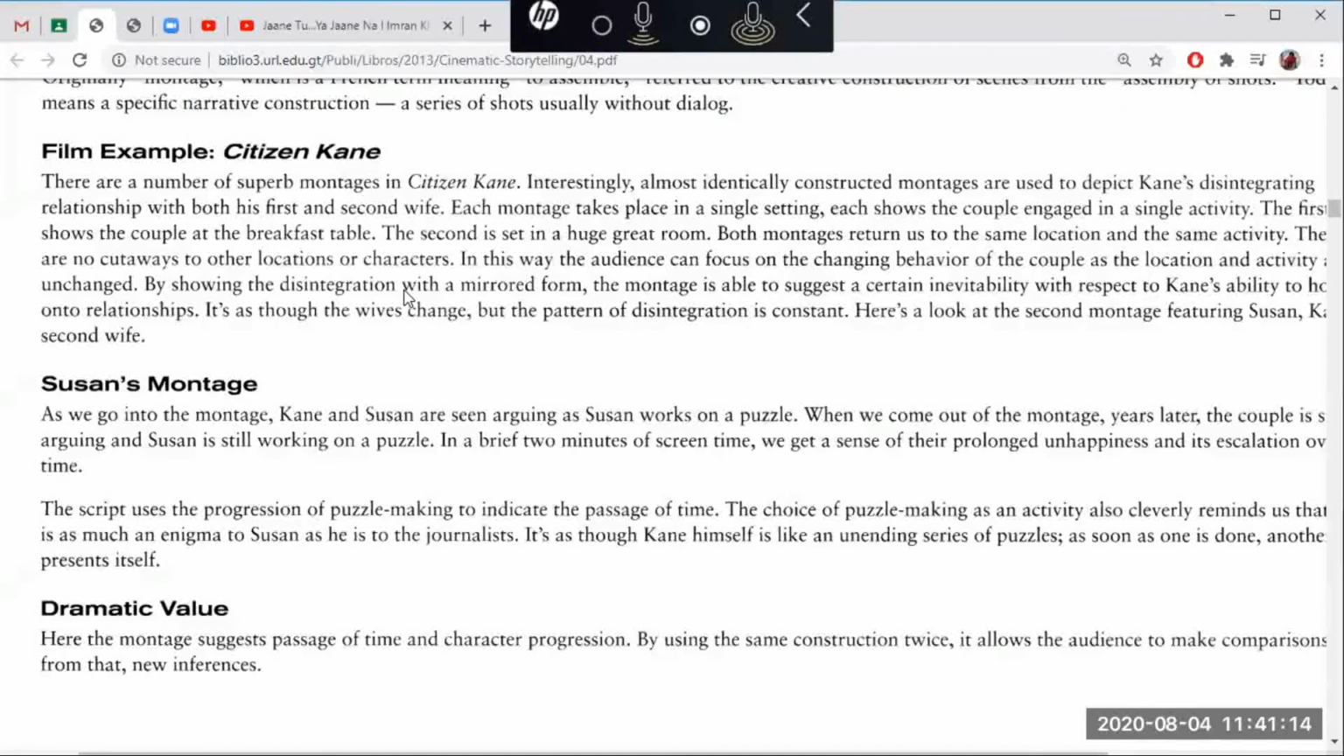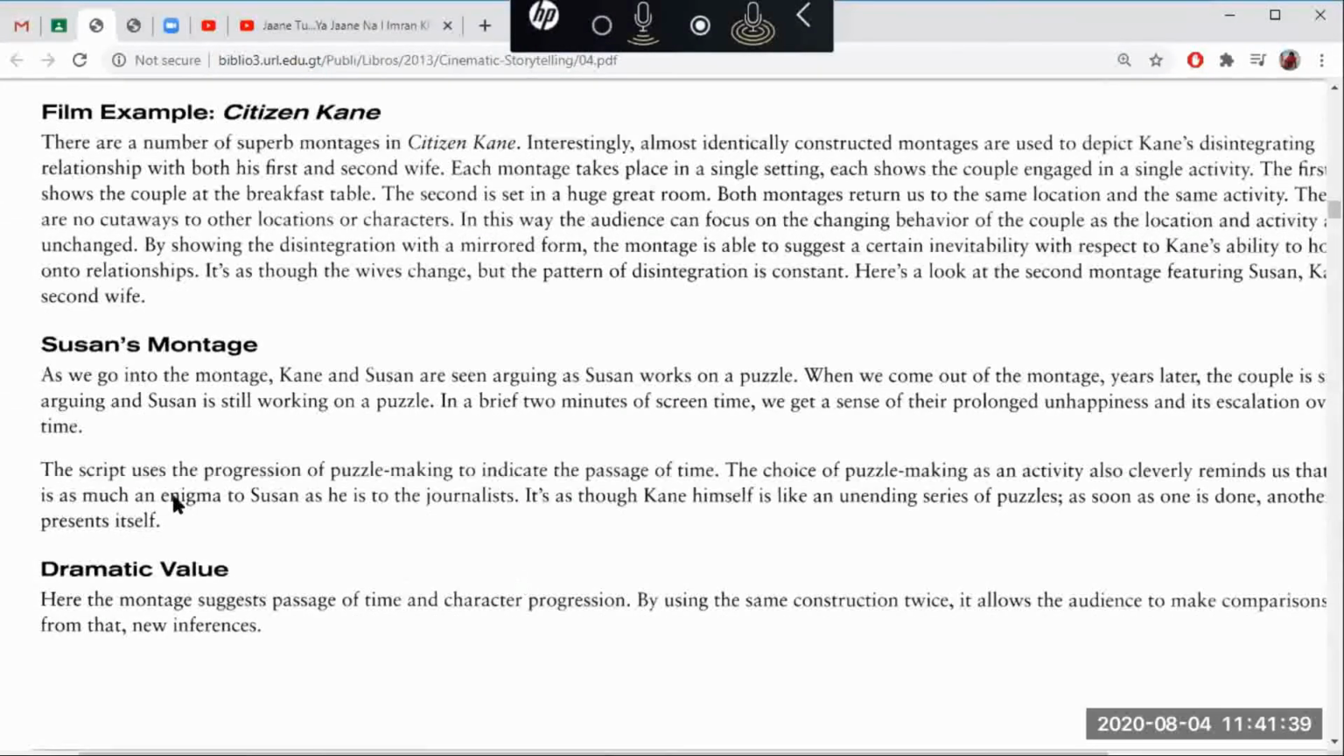And this is not the only scene that this film includes. It says that Citizen Kane uses a number of different montages to show this kind of action or disintegration in the relationships or in their behavior. Citizen Kane has another montage in which Susan is playing.